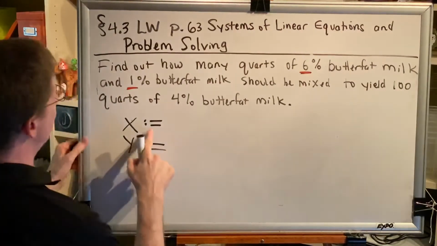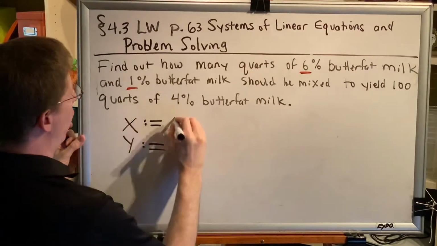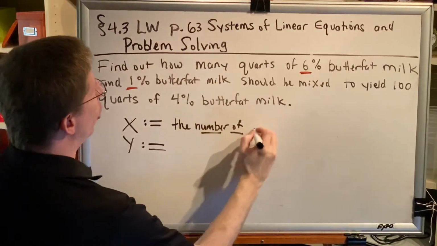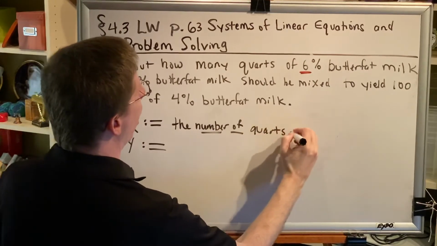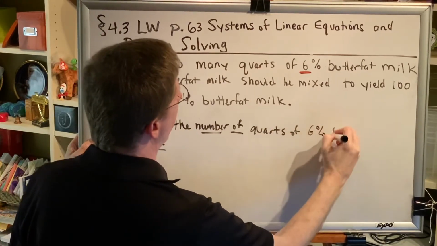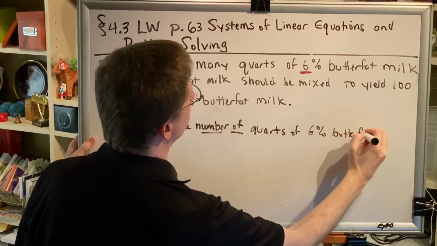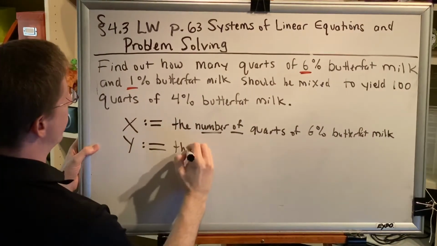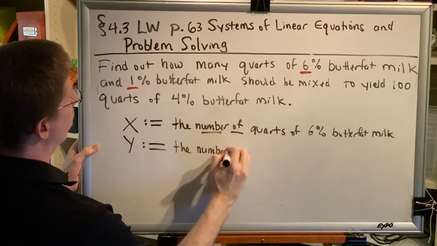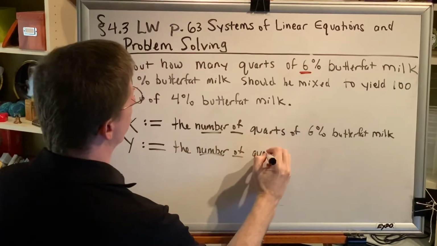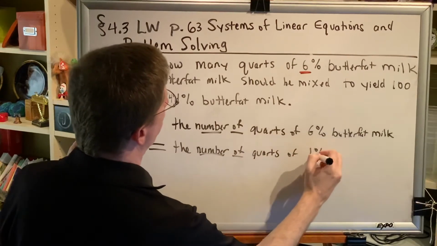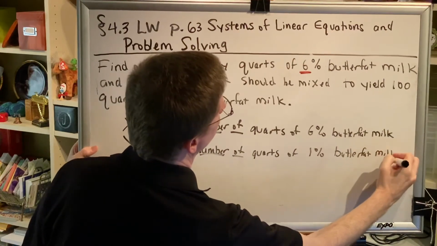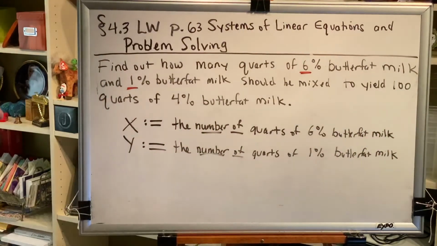So x is defined as the number of quarts of 6% butterfat milk. y is defined as the number of quarts of 1% butterfat milk. And there you go. Those are the 2 things that we're being asked to find.